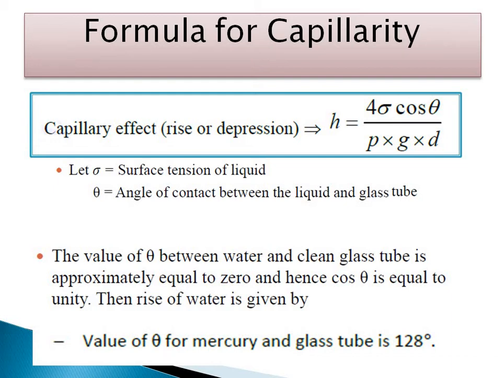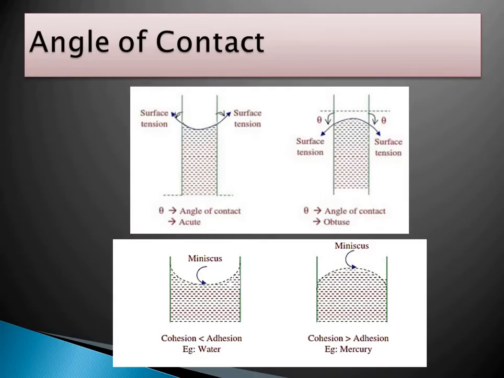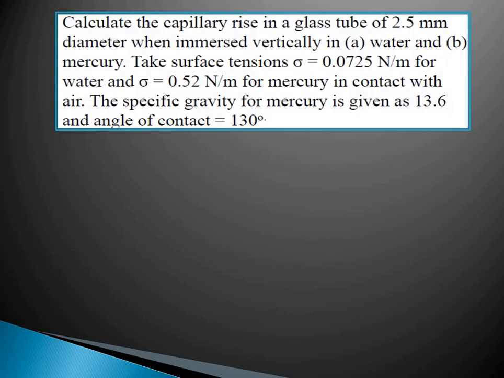The value of theta for mercury in a glass tube is 128 degrees. That is what we have considered. So this we have discussed in the last lecture, how we calculate the angle of contact. Now consider the problem: calculate the capillarity rise in a glass tube of 2.5 mm diameter when immersed vertically in water and mercury.